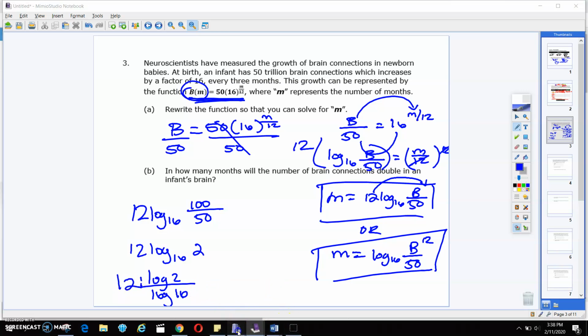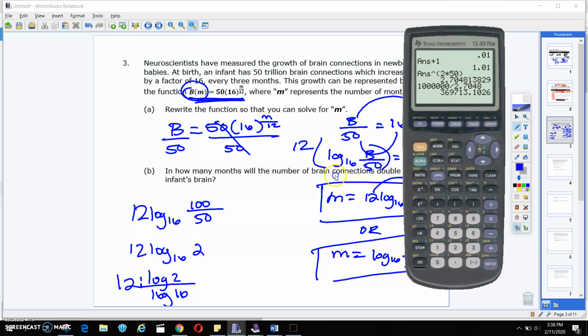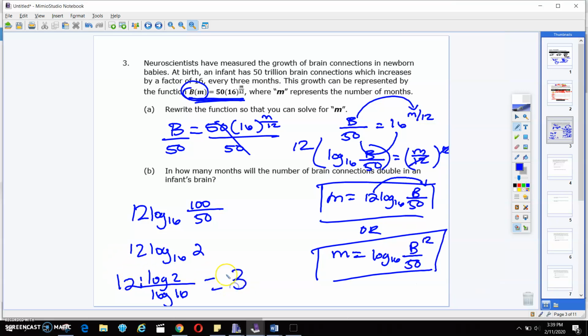So that's going to give me log of 2 divided by log of 16. And I'm going to multiply that by 12. The reason why I'm multiplying it by 12 is because that 12 is on the outside in the front. And that's going to give me 3 months as my answer for B.